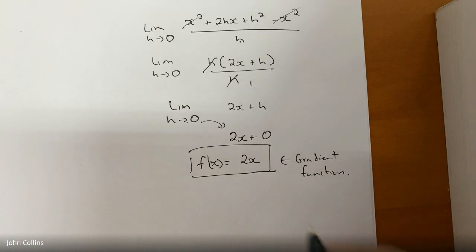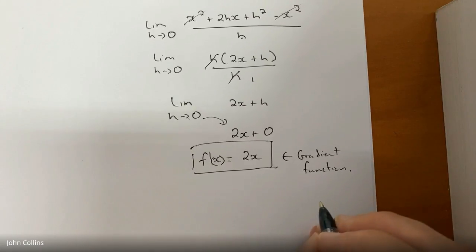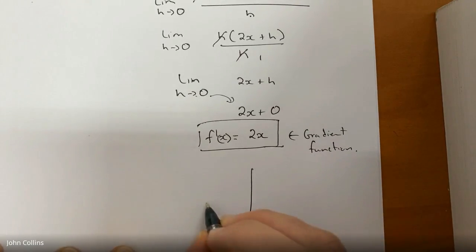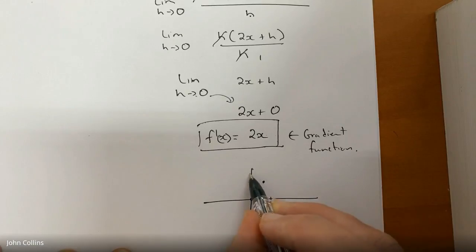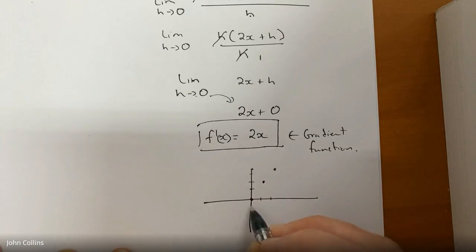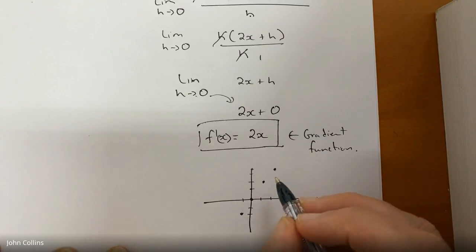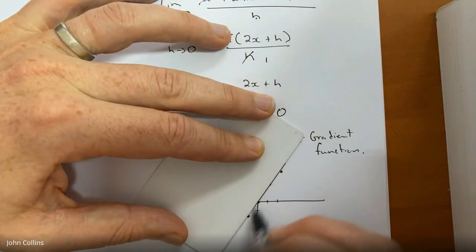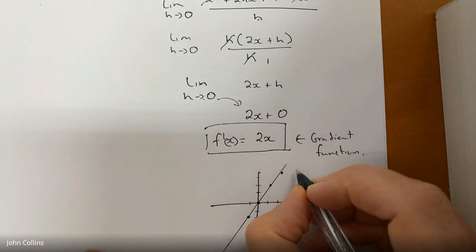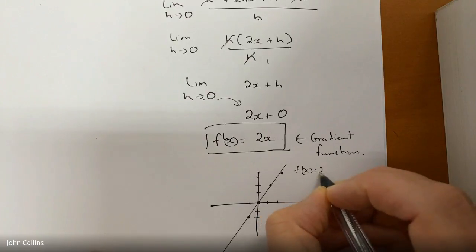All right, I'm going to draw that gradient function now. So according to this, the gradient function goes through 0, 0, because it's got no y-intercept. And for every 1 it goes over, it goes up 2. So it's something like that. Here's my photocopying card. There we go. So that's the gradient function. Pretty sketchy sketch, but that's it.